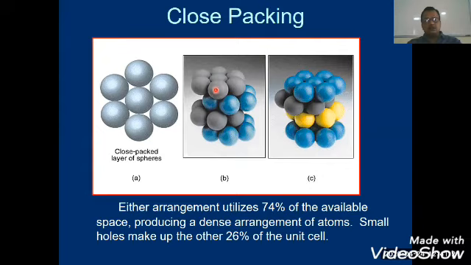In either of these two close packings, hexagonal close packing or cubic close packing, the volume occupied is 74%. That is the maximum volume that can be occupied by spheres, because here we are considering atoms to be spheres.